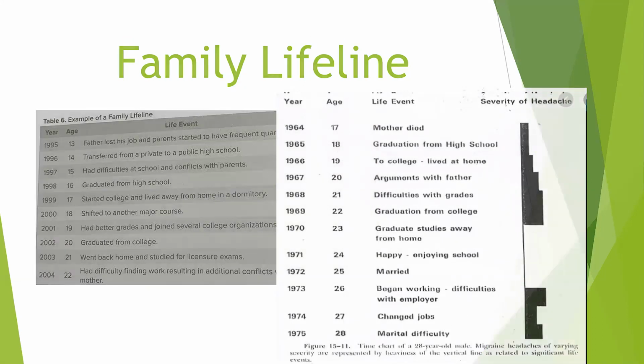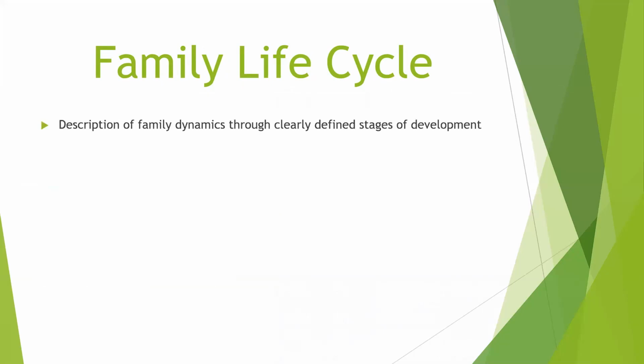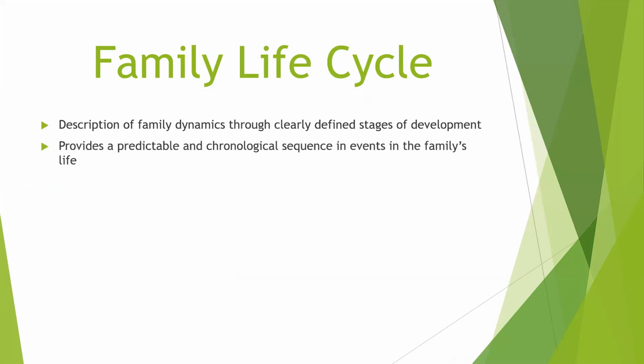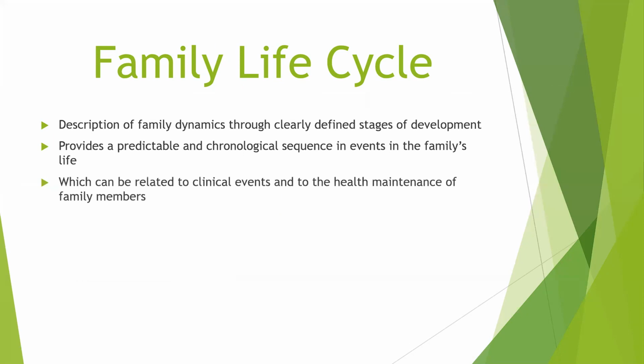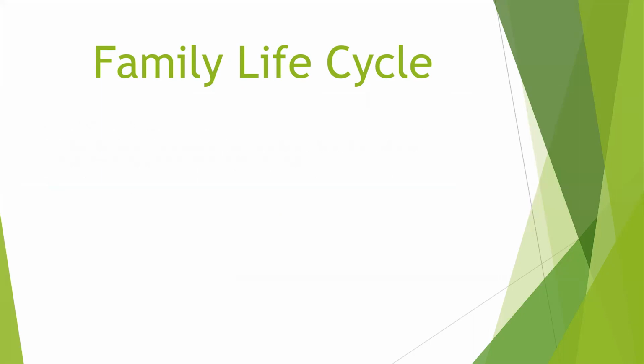Okay, and then for the next one, the family life cycle. This is the description of family dynamics through clearly defined stages of development. It also provides a predictable and chronological sequence of events in the family's life, which can be related to clinical events and to the health maintenance of family members. This helps the doctor to form the appropriate hypothesis about the problems experienced by patients at a particular stage.